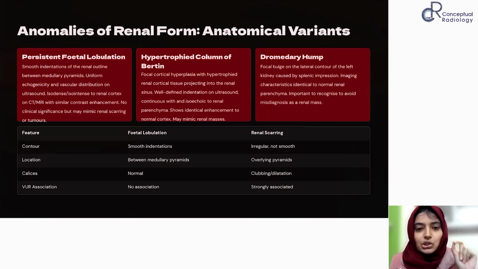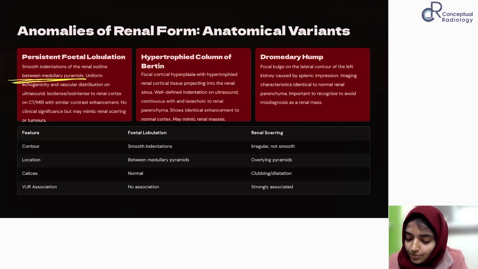You have indentations in the renal outline between the medullary pyramids. So the keyword over here, very, very important, is between the medullary pyramids. This is one of the biggest ways to differentiate it. The kidney is going to show normal echogenicity. The echotexture is normal. The CMD, that is corticomedullary differentiation, is well maintained. The vascular distribution, everything is normal.